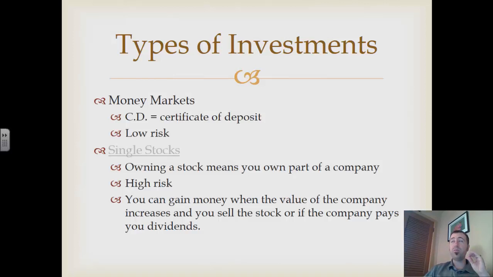All right, so the reason why I talk about these different types of banks is because one of our first investments that a person can invest in has to do with putting your money in a bank. It's called a money market account, also known as a CD, which stands for Certificate of Deposit. And these are very low risk because they're insured by the FDIC or the NCUA if it's a credit union.